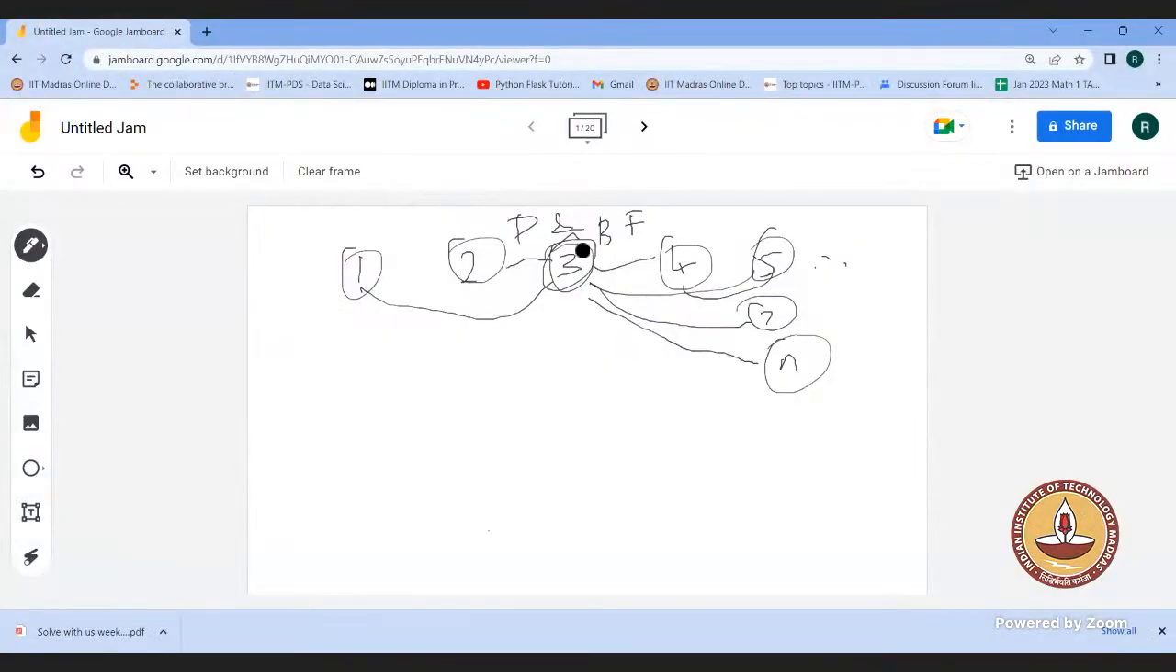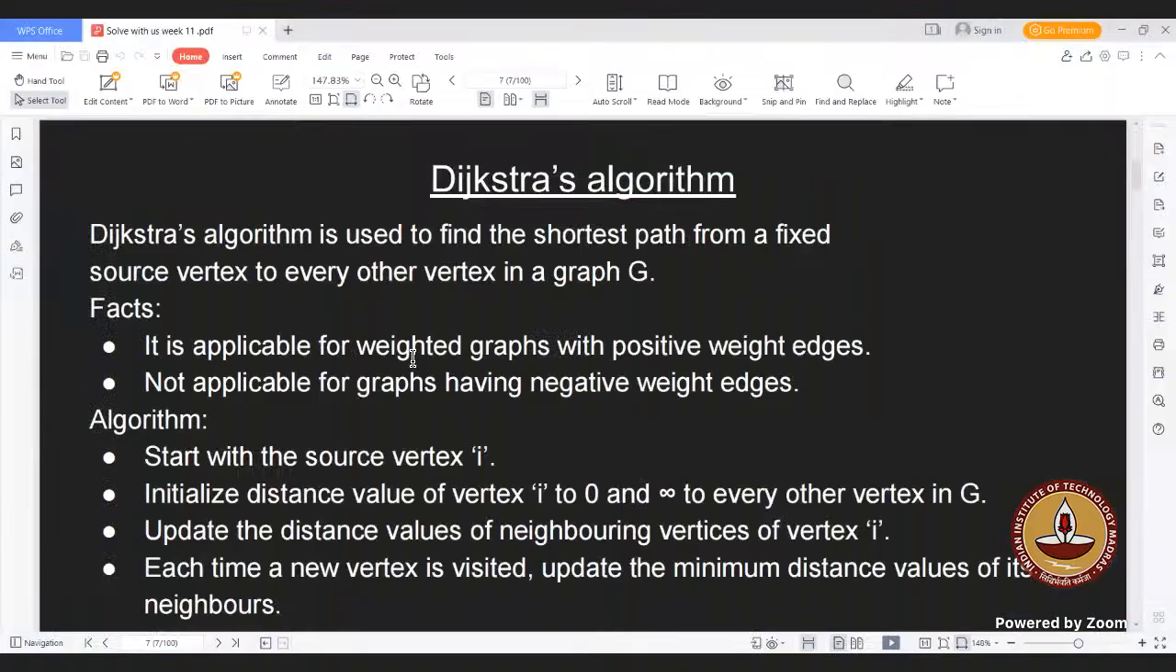We'll just pick any one vertex. In this case, we picked 3, and we'll find the shortest path between 3 and 2, 3 and 1, 3 and 4, 3 and 5, 3 and 7, up to 3 and n. That's what it says. So these two conditions must be applied. It is applicable for weighted graphs with positive edge weights, and edge weight can't be negative. So these are the two points which we discussed.